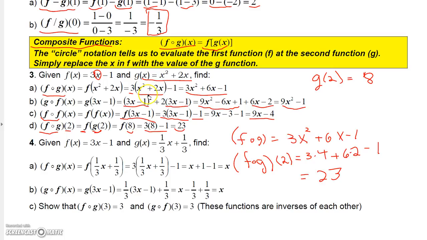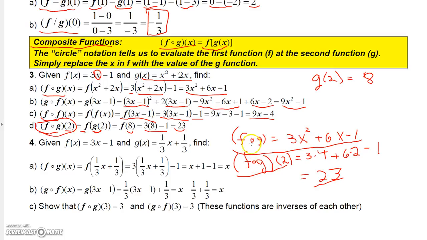Take a look at this. Up here, we determined that f of g is actually this function right here. So if I evaluated that function at 2, wouldn't that be the same as what I did over here? F of g of 2? Well, see what happens. If I plug 2 into that function, I get 3 times 2 squared, which is 3 times 4, plus 6 times 2, which is 12, and minus 1. So basically, I get 12 plus 12 minus 1, which is 23, which is what I should get. So that's just another way to get it.